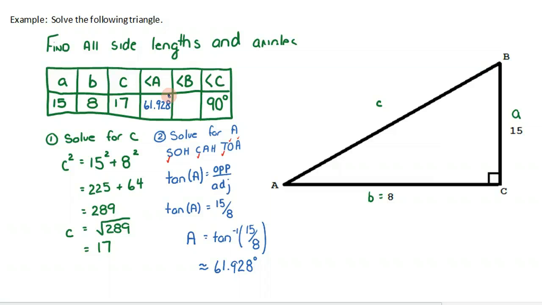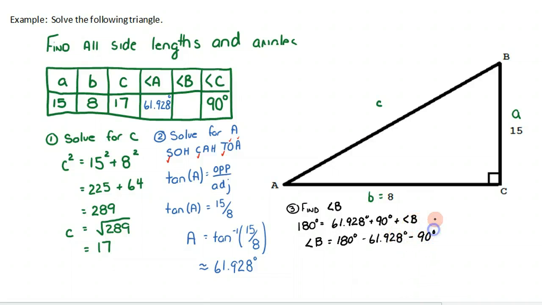So now I want to find angle B. There's a couple ways I can do this. Probably the easiest way is to say, if I know there's 180 degrees in a triangle, that means that 61.928 degrees plus 90 degrees plus angle B is equal to 180 degrees. And so I rearrange that and I get angle B is equal to 180 degrees minus 61.928 degrees minus 90 degrees. And if I calculate that, what I get is angle B is equal to 28.072 degrees.